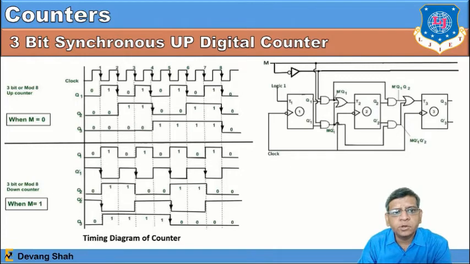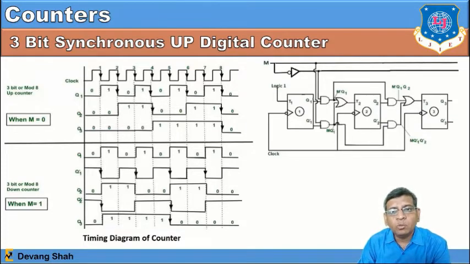So again, in this particular 3-bit synchronous up counter, you can see the design, and this is a kind of universal design where you can observe both. When M is equal to 0, it is an up counter, and when M is equal to 1, it becomes a down counter. So this is a kind of universal counter where you can have both operations, up and down counter. The principle is the same. As such, you apply the 1 to the T flip-flop, see, output always becomes toggled.